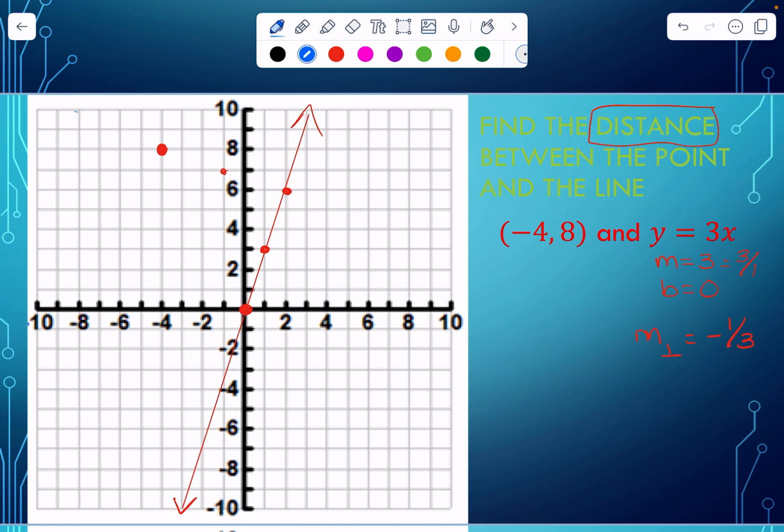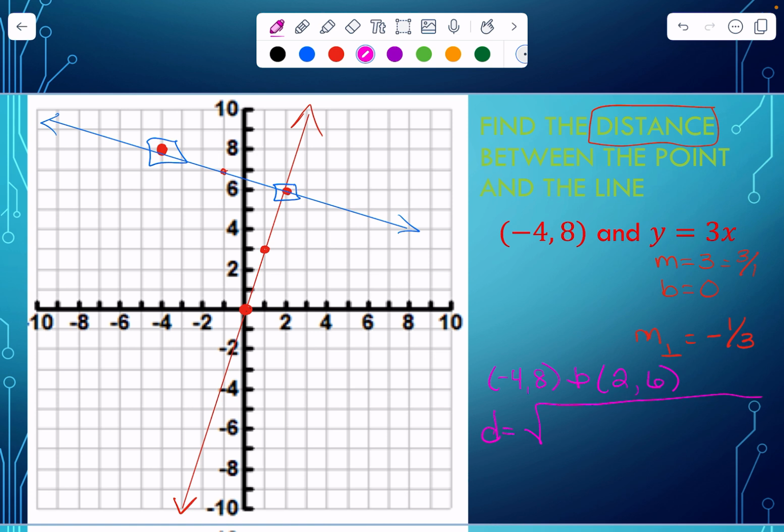So the perpendicular is going to be right on that line there. Let me make that just a little bit straighter here. Okay? So what I want to know now, you'll see I'm crossing this point and I started here. So I want to know that distance. So that distance is from -4, 8, and my other point is at 2, 6. So now we do the distance formula.